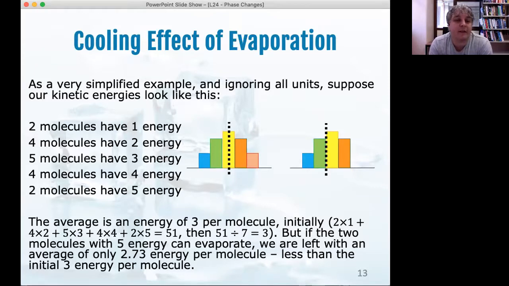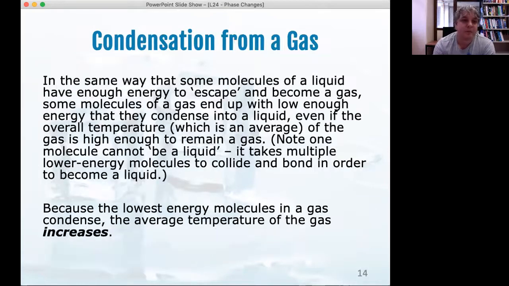However, if we get the top 2 to evaporate off, say that 5 energy is enough to evaporate, then what we're left with is the rest of them. The 2 molecules at 1 energy, 4 at 2, 5 at 3, and 4 at 4, and the average is now only 2.73. So the average has dropped from 3 down to 2.73, and the overall temperature will have dropped accordingly as well. So evaporation is a cooling process.